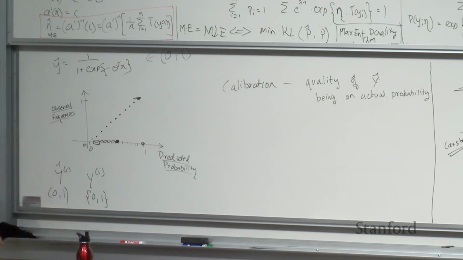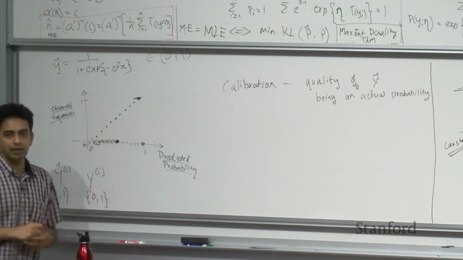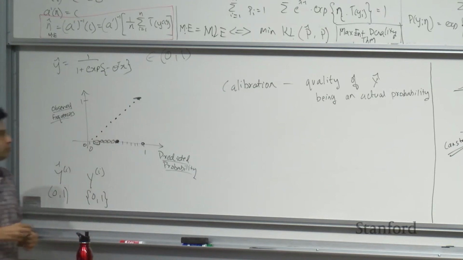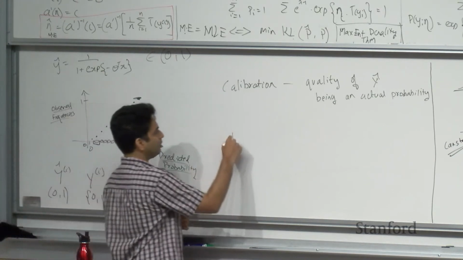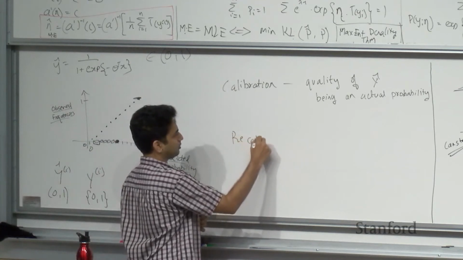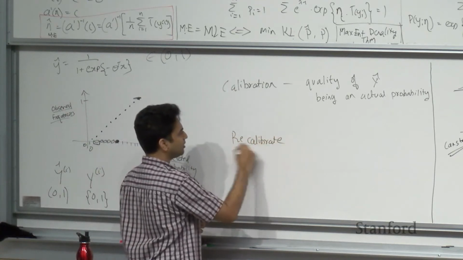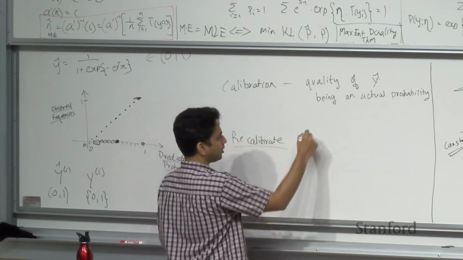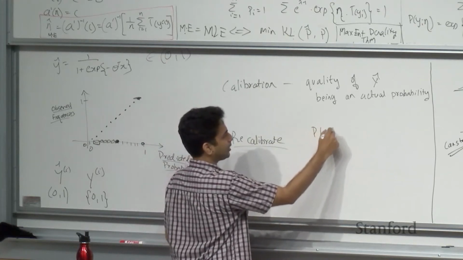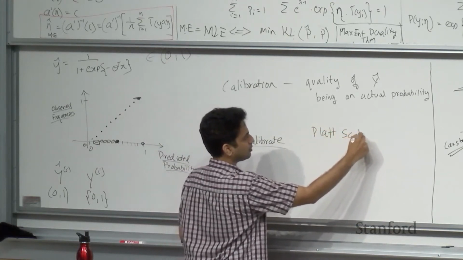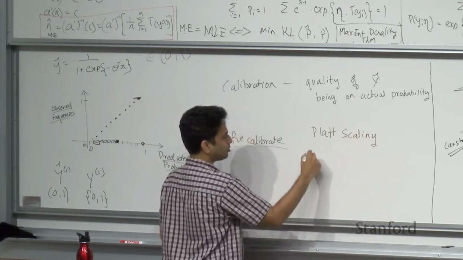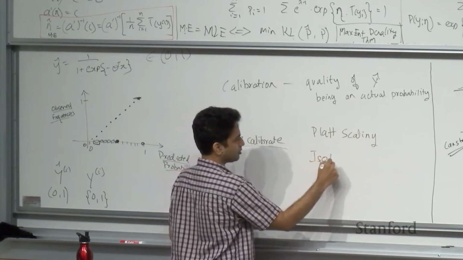And what do we do if it is not calibrated? There are techniques to recalibrate a model. One of them is called Platt scaling, or you can also use something called isotonic regression.